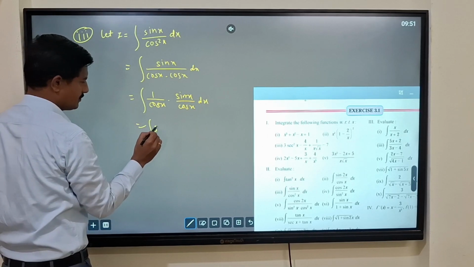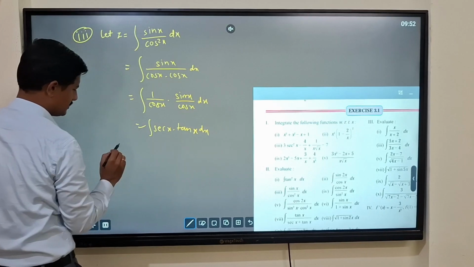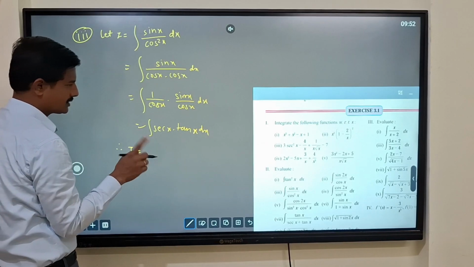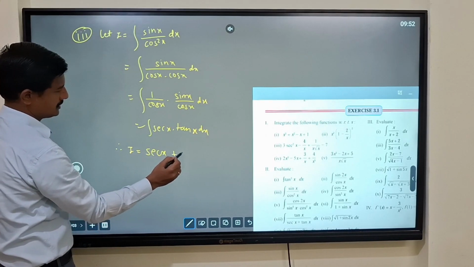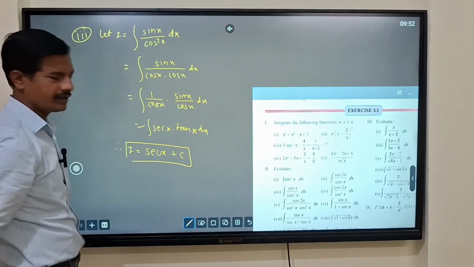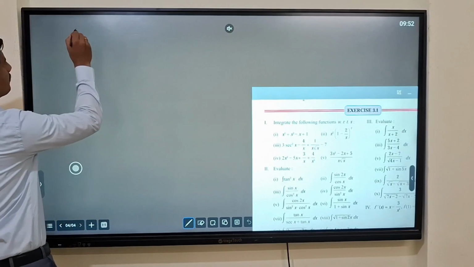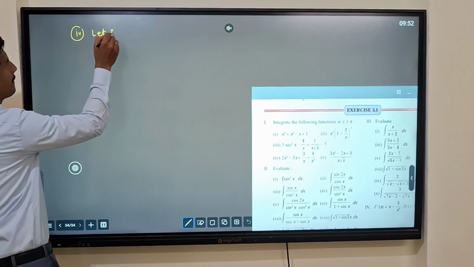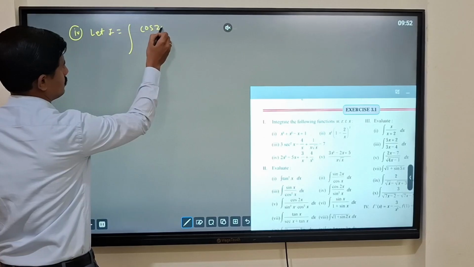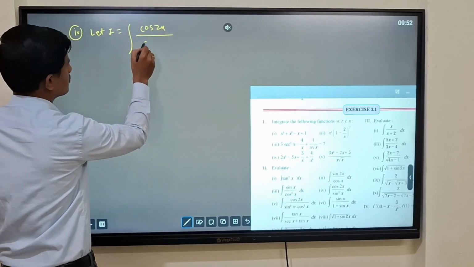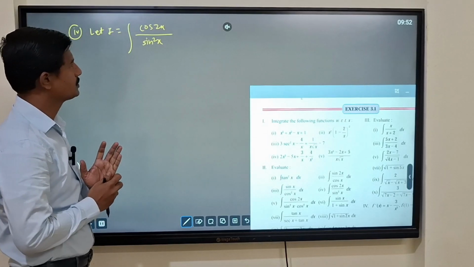So this becomes integration of sec x into tan x dx. Therefore integration of sec x tan x is what? Simply sec x plus c. This is the answer. Now the fourth one, let I equal to integration of cos 2x upon sin square x. Here we can solve this in two ways.